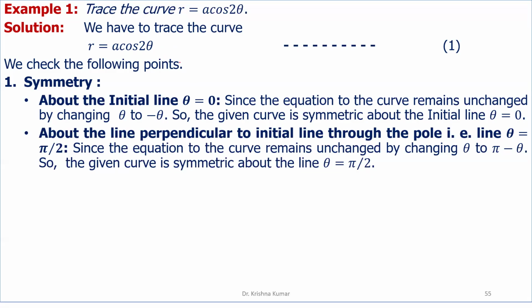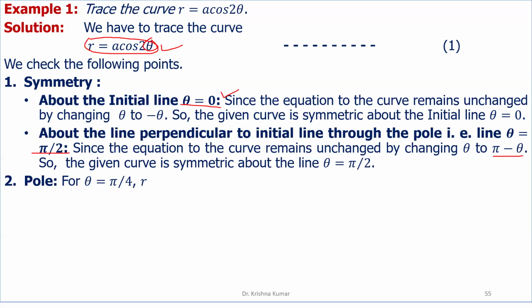But if we replace theta by pi minus theta, cos 2 into pi minus theta, that is cos of 2 pi minus 2 theta, is cos 2 theta. So again the equation of the curve will not change. Hence this curve is symmetric about the initial line theta equal to 0 as well as the line theta equal to pi by 2.